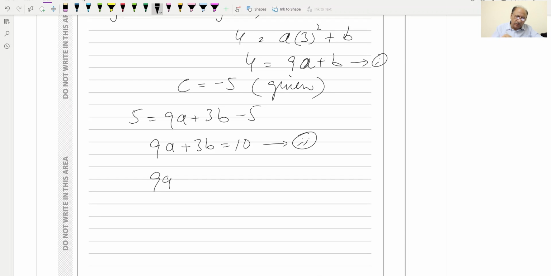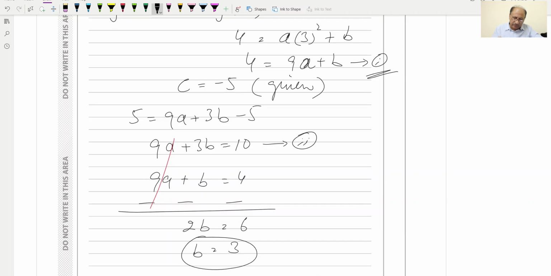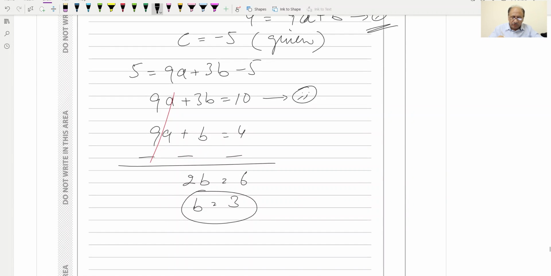I'm writing equation 2 over here: 9a plus b is equal to 4, and to cancel we can change sign, and this will be cancelled, and we will get 2b is equal to 6, so b is equal to 3. B value we got 3, and we can find a value. Any of these two equations we can replace. So 9a plus b is equal to 4. I'm replacing in this equation, so this will be 9a plus 3 is equal to 4. So 9a is equal to 4 minus 3, so a is equal to 1 over 9. This will be our a value.